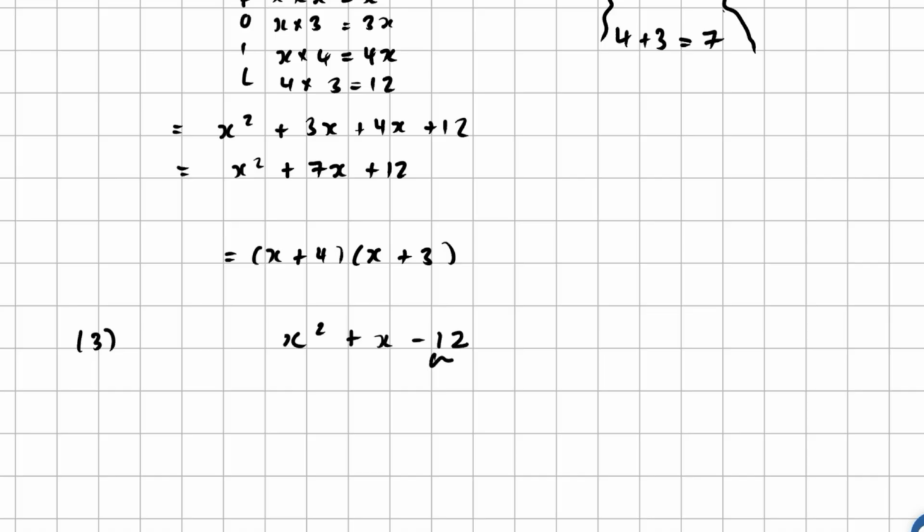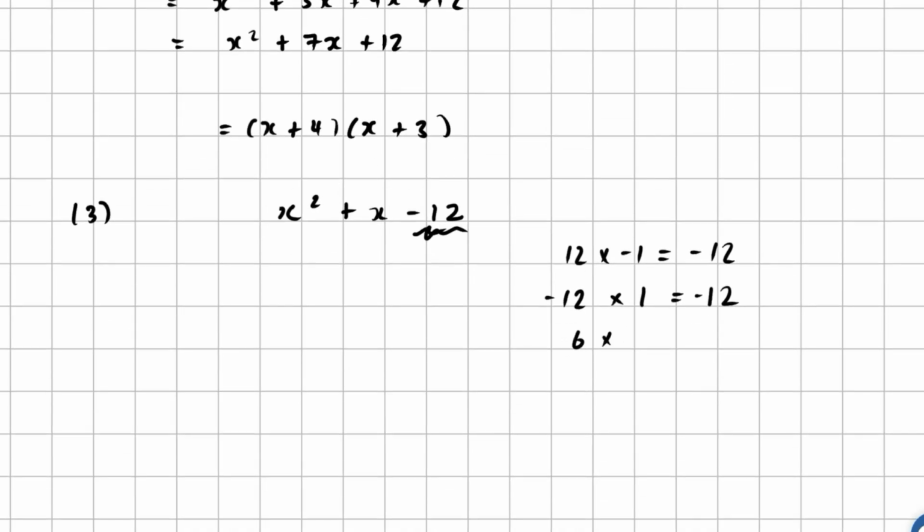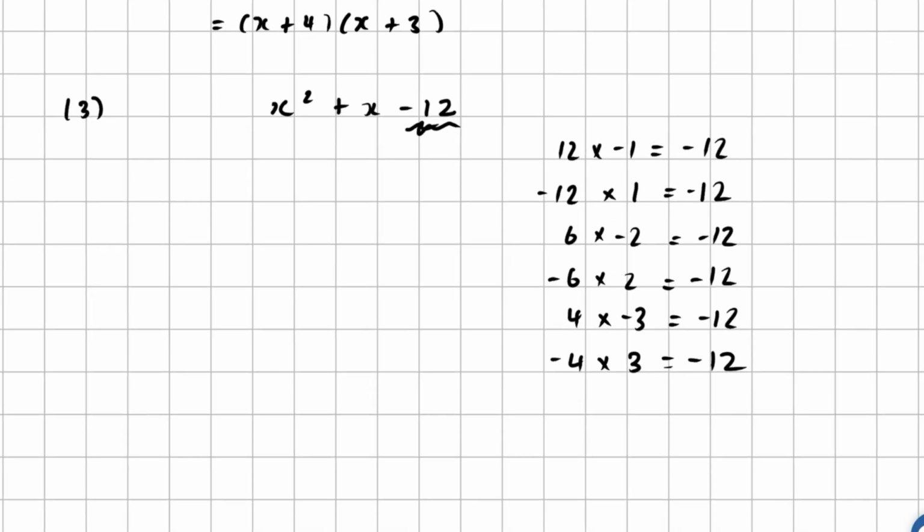So what we do, we start off with this. We need two numbers that multiply to make a minus 12 this time. So of course we have our generic 12 times minus 1, which is minus 12. Or this time we could also write minus 12 times 1, which also gives minus 12. Then we have 6 times minus 2, which is minus 12, and minus 6 times 2, which is minus 12. Then we also have 4 times minus 3, which is minus 12, and then minus 4 times 3, which is also minus 12.